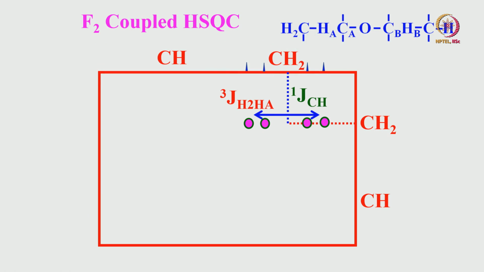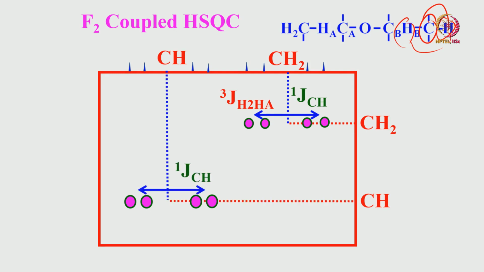We go to the CH group now. Identical pattern we are getting here also. Why? Because I am looking at this carbon, this is a 1 bond carbon proton coupling, and this proton is split into a doublet because of this. That is why this cross peak for this CH also appears as a doublet of doublets. This is what it is.